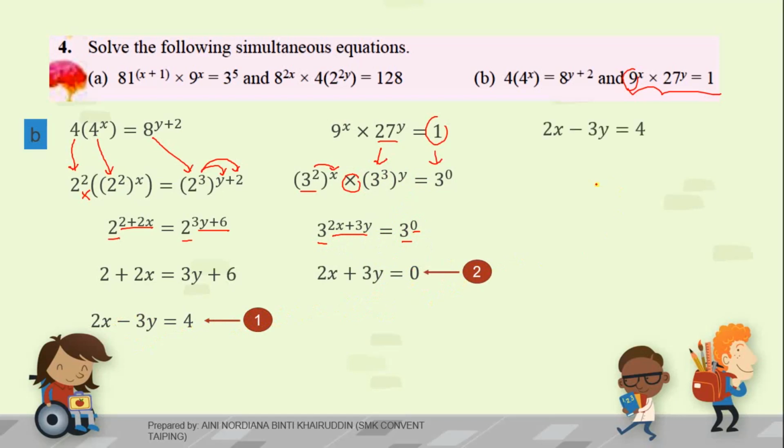So we use the elimination method to solve this because we have 2x here. I want to eliminate the 2x here. So equation 1 minus equation 2, we cancel out the 2x. So negative 3x minus 3y equals 4 minus 0. So negative 3y minus 3y is negative 6y equals 4. So y here, we get negative 2 over 3.